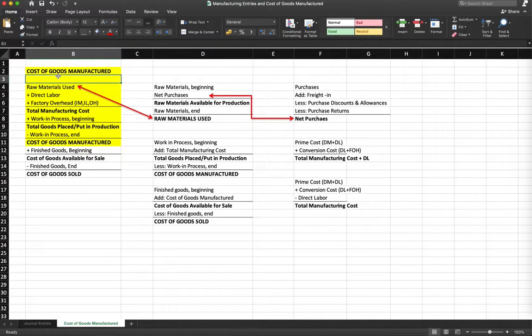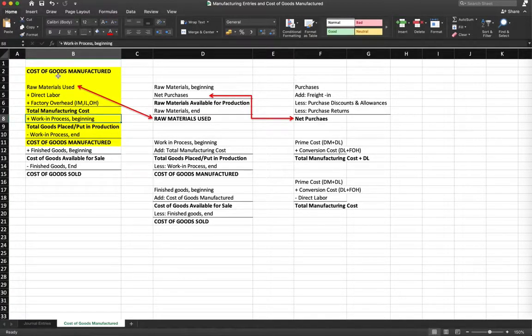Diba? We have discussed, this is the formula. Raw materials used plus direct labor plus factory overhead. That's your total manufacturing cost. Or yan yung mga cost ng nilagay sa production during the period. Yung mga nagamit na raw materials, yung mga direct labor yung mga labor na iginugol para magawa yung mga bagay-bagay, yung factory overhead or yung indirect materials, indirect labor, and other overhead expenses. Pag pinagsama mo yung tatlo na yan yung total manufacturing cost. Yan yung mga total ng cost na nilagay sa production during the period.